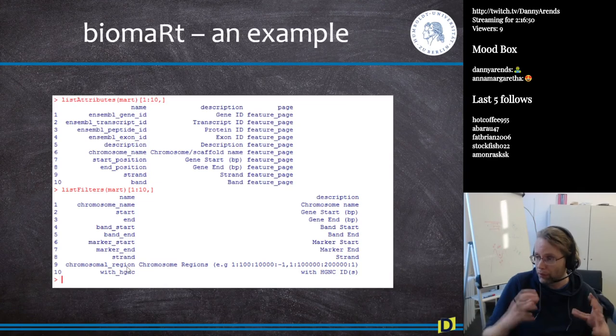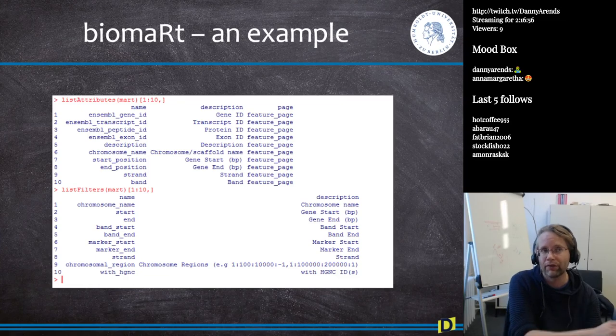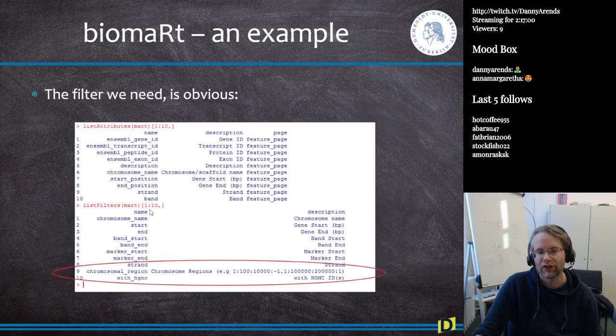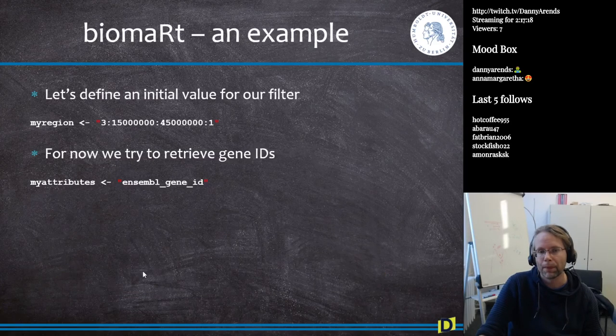In this case, like the example, we want to get all of the genes located on chromosome 3 from 15 megabases to 45 megabases. So the chromosomal region is the filter that we want to use, right? Because we want to get all of the genes in a region. So we want to say that the attribute that we want to retrieve is the Ensembl gene ID, because we want to know which genes are there. And the filter that we're going to use is chromosomal region.